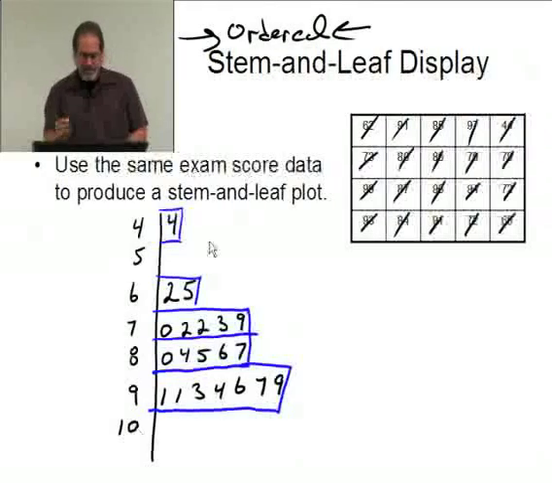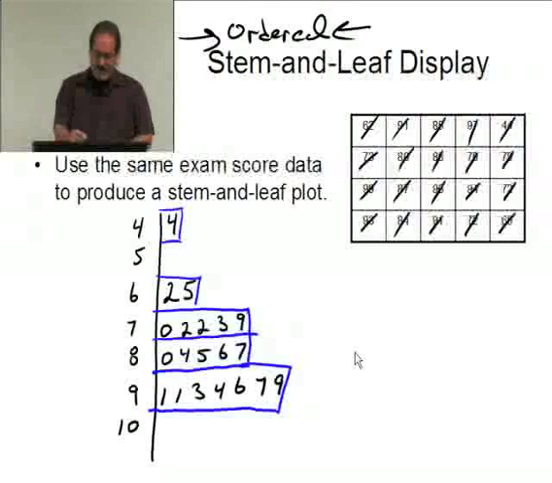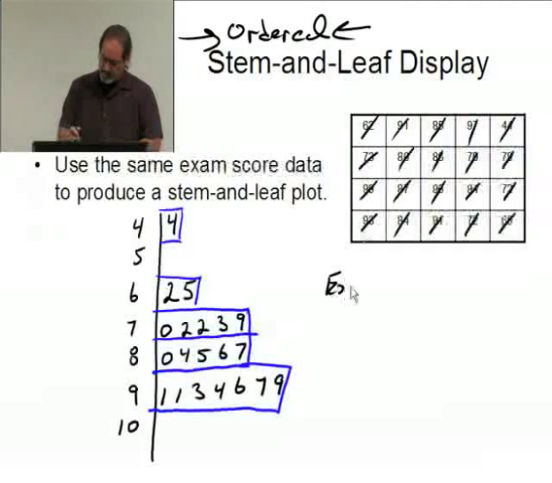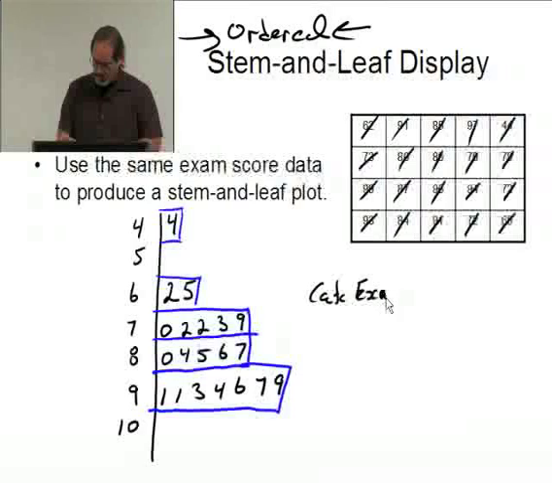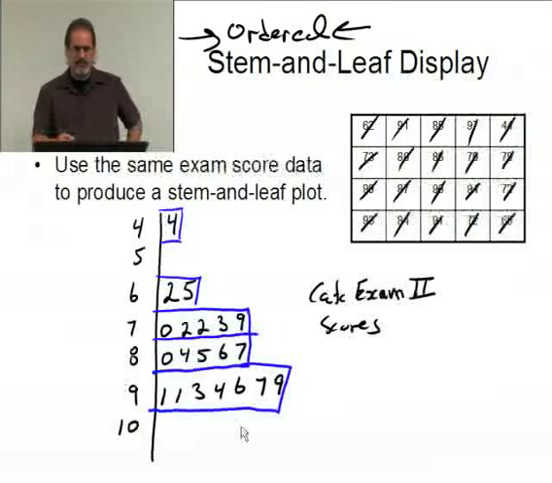If we're going to actually present a stem and leaf, we want to title it like usual. This is, whoops, it was calculus, wasn't it? Is the calculus exam, what was it, exam 2 or something like that? Calc 1, exam 2, something like that. Scores. So now we know what this stem and leaf is actually doing.